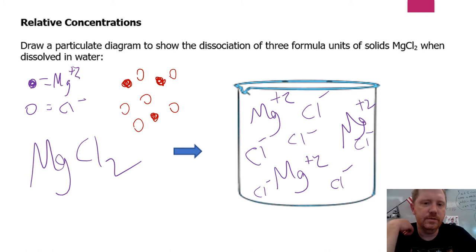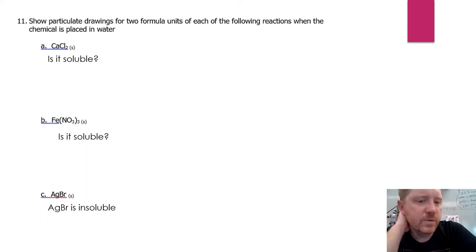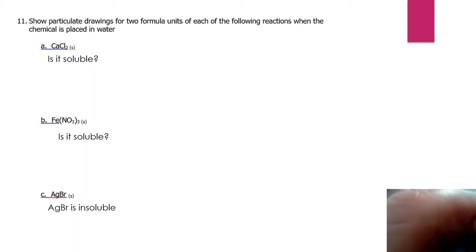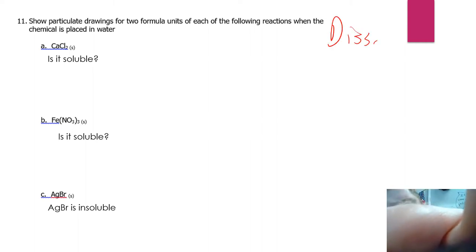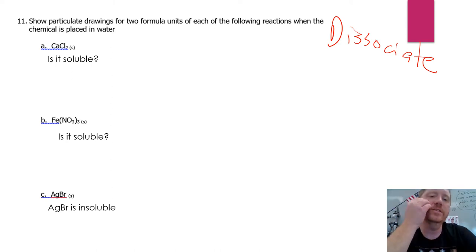That would have worked also, all right? As long as you show that they're spread out afterwards. First question you're really supposed to ask yourself on any of these drawings is: is it soluble? Will it dissociate or will it dissolve? And remember, ionic compounds dissociate, they break apart where the others don't.